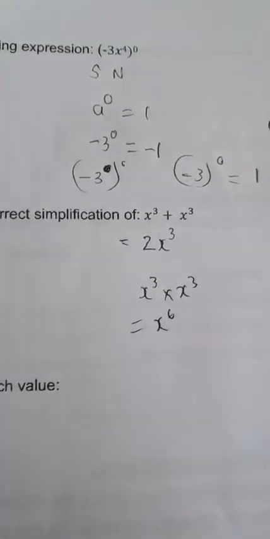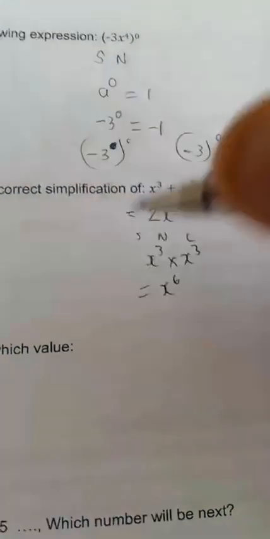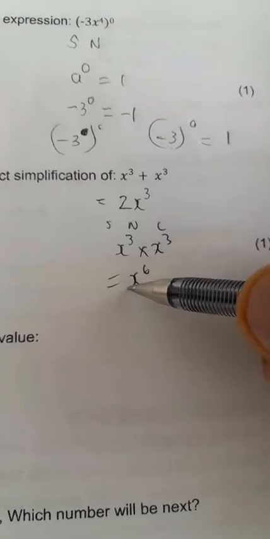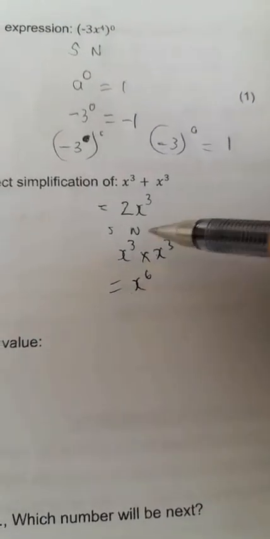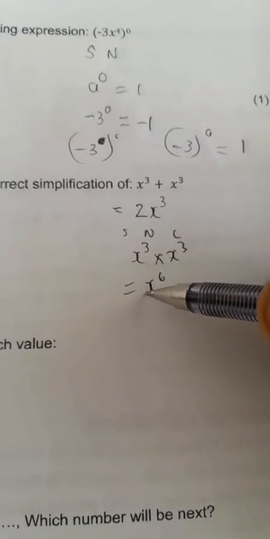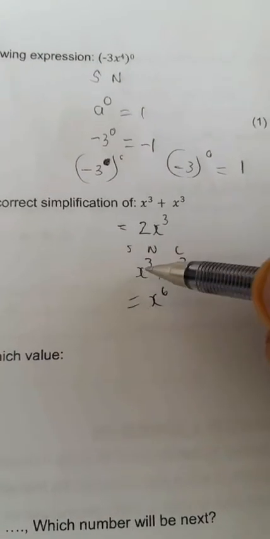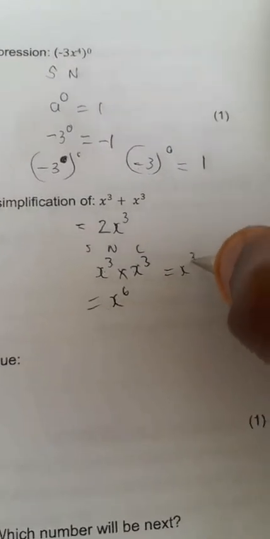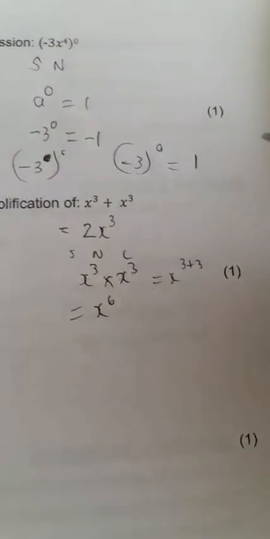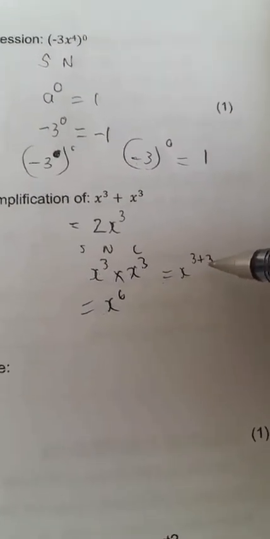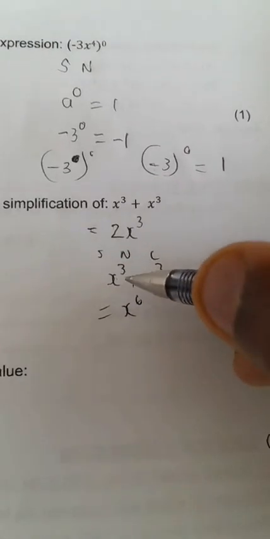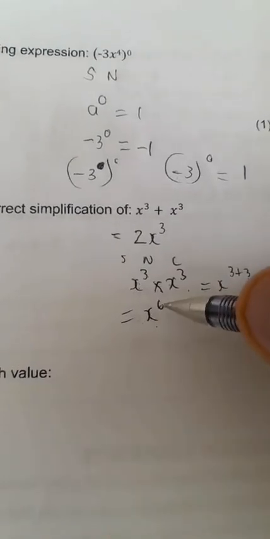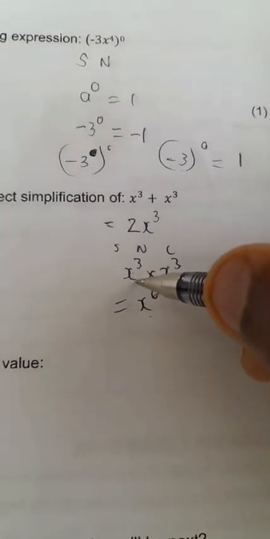All right. So we multiply sign, number, letter. So in other words, the signs of x cubed and x cubed are positive. Positive times a positive is a positive. Okay. Then the number, 1 times 1 is 1. Then the letter, x to the power 3 times x to the power 3 is actually equal to x to the power 3 plus 3. The only time we do this is when we are multiplying bases that are the same. We keep the base, we add the exponents for multiplication.